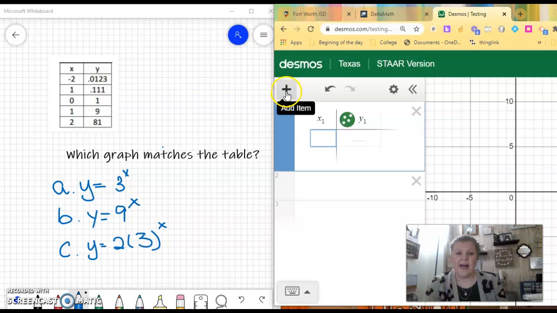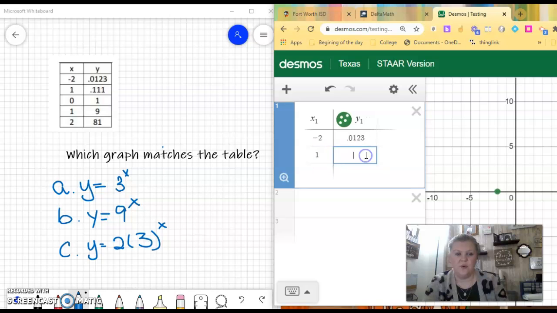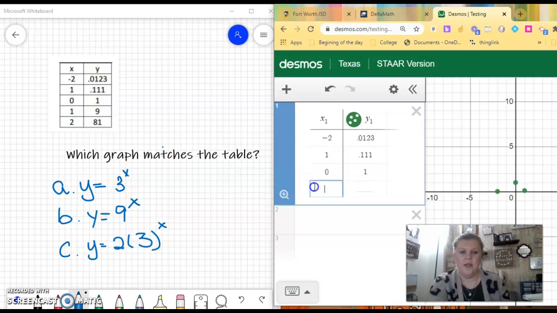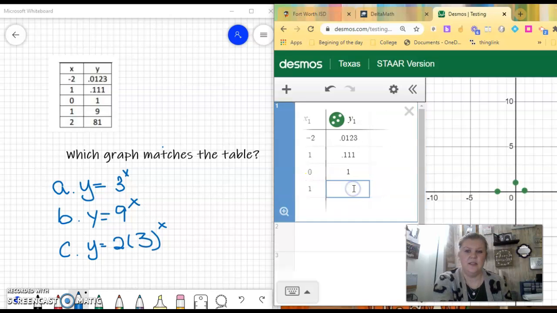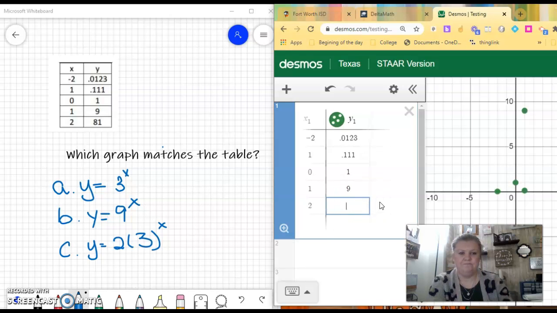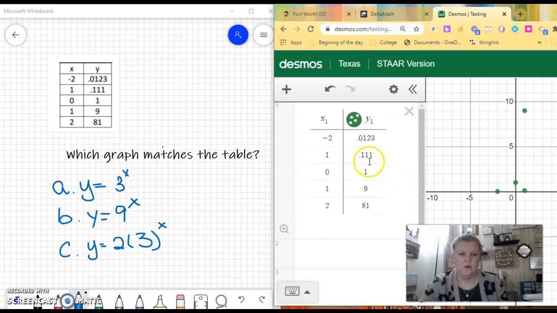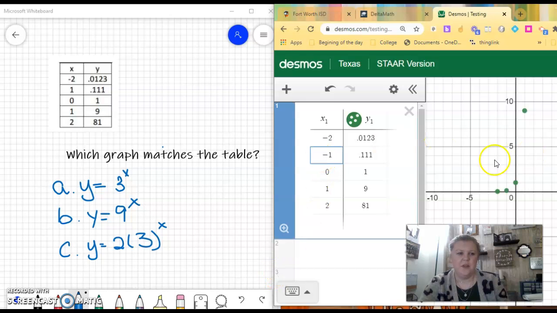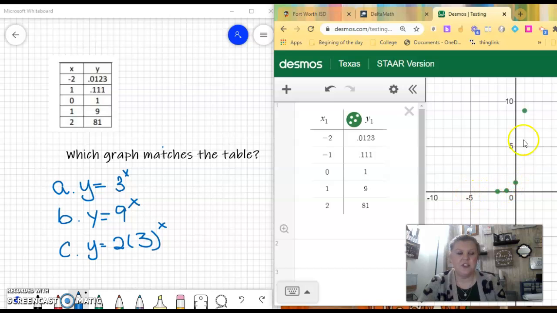So remember, click Add Item and then Table, and then I'm just going to type it in exactly like I see it. Whatever values they give you, those are the values you are going to type in. Sometimes they can just give you a set of points, and sometimes they'll give you a table, which doesn't really matter. Oh, that's supposed to be -1. There you go.